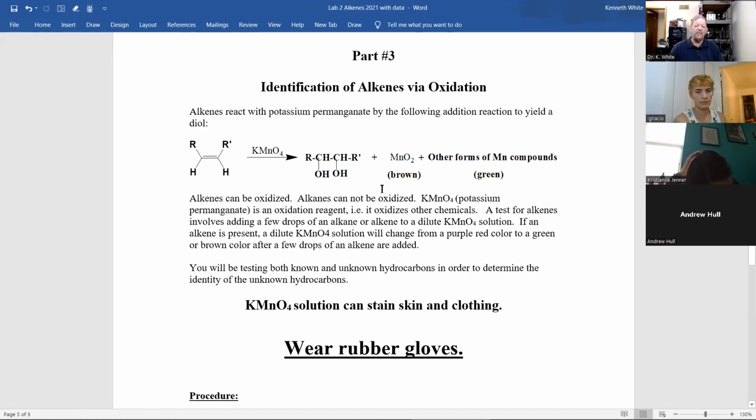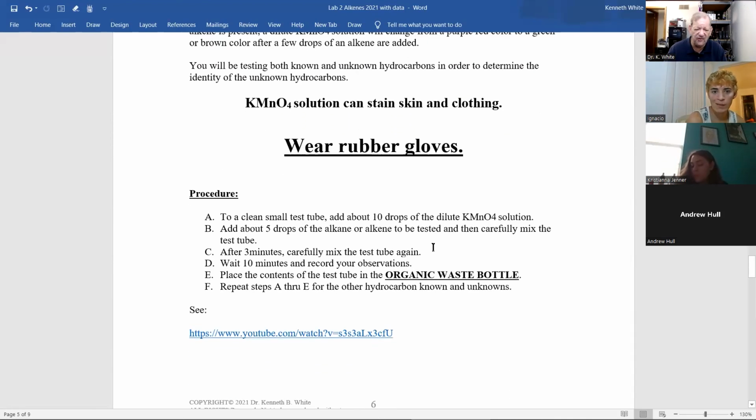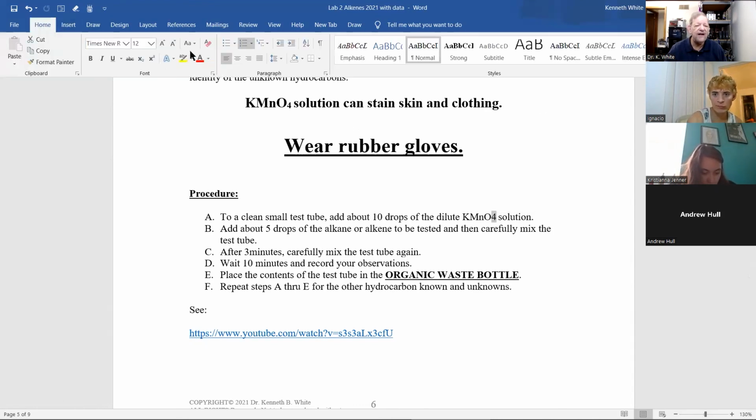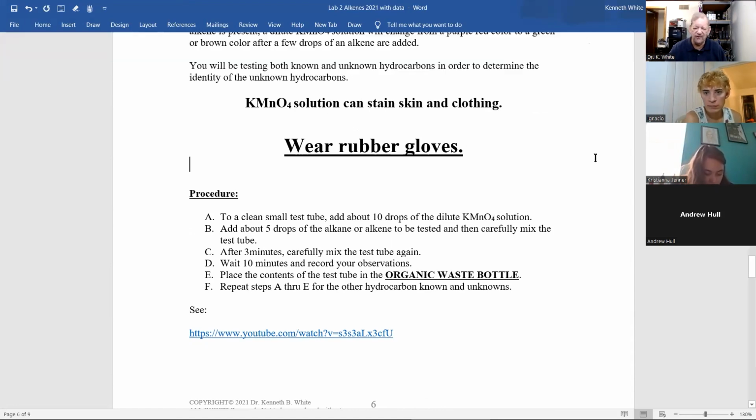So in this lab, we react certain chemicals. In a test tube, you'll add about 10 drops of the dilute KMnO4 potassium permanganate solution. Then add 5 or 6 drops of the alkane or alkene to be tested. You mix the tube, and I'm going to show you something in a second.